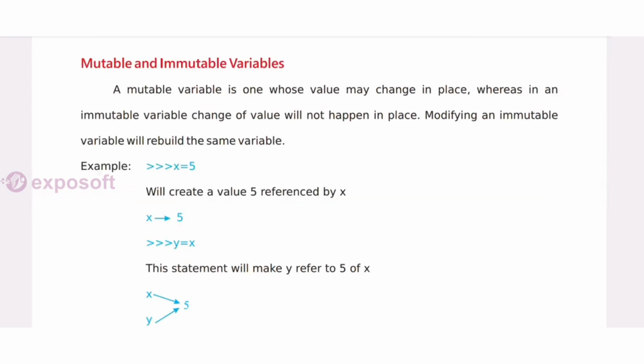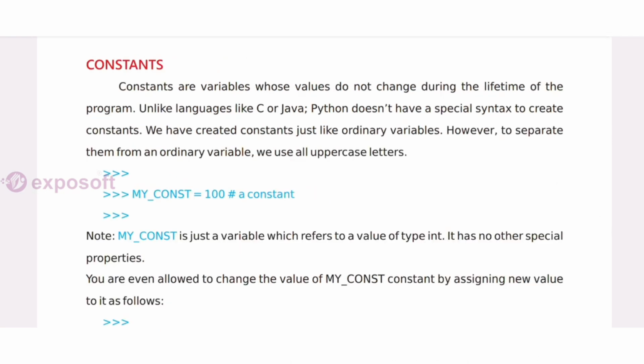Mutable and immutable variables. A mutable variable is one whose value may change in place, whereas in an immutable variable, change of value will not happen in place. Constants. Constants are variables whose values do not change during the lifetime of the program. Unlike languages like C or Java, Python doesn't have a special syntax to create constants.